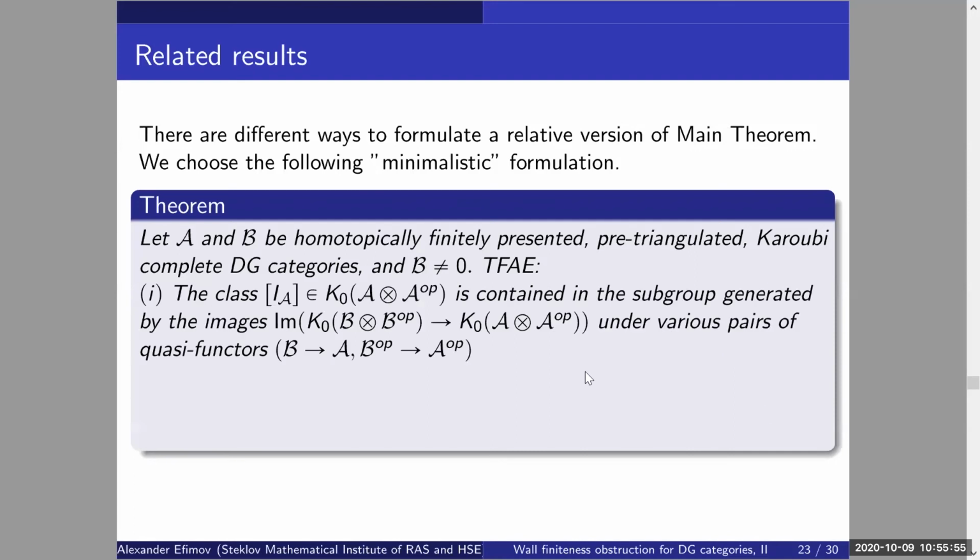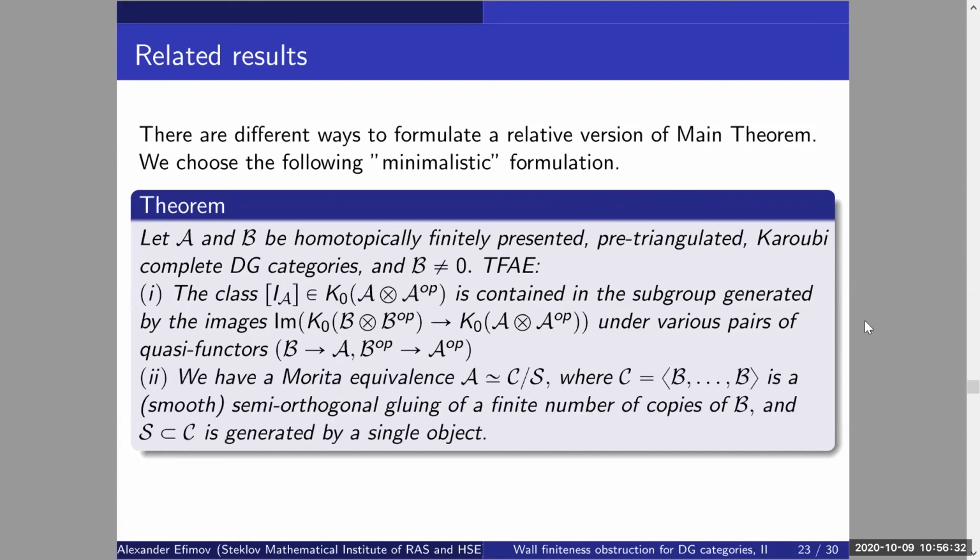The first is that the class of the diagonal of A is contained in the subgroup generated by such images under various pairs of functors. Just take any pairs of functors from B to A and from B opposite to A opposite. You get a functor from B tensor B opposite to A tensor A opposite, and you take the image on K0, you get some subgroup in this K0. The condition is that the class is contained in the subgroup generated by all these pairs of functors. So that's condition one.